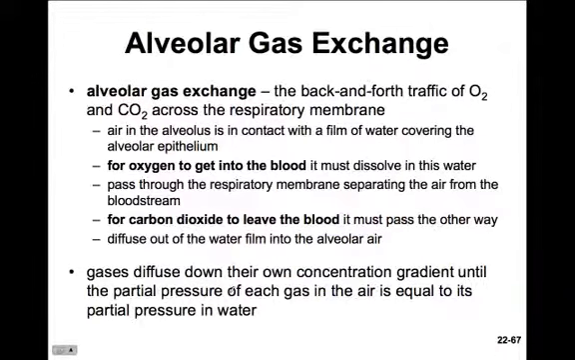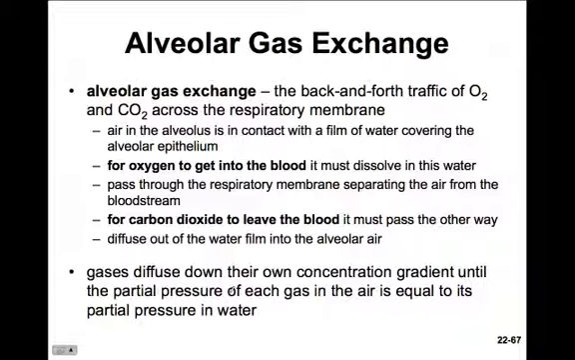So gas exchange occurs in the alveoli. We call this alveolar gas exchange. It's the back and forth traffic of oxygen and carbon dioxide across the respiratory membrane. The air that's in the alveolus is in contact with a film of water that covers the alveolar epithelium. In order for oxygen to get into the blood, it has to first dissolve in water. Then it can pass through the respiratory membrane, which separates the air from the bloodstream.